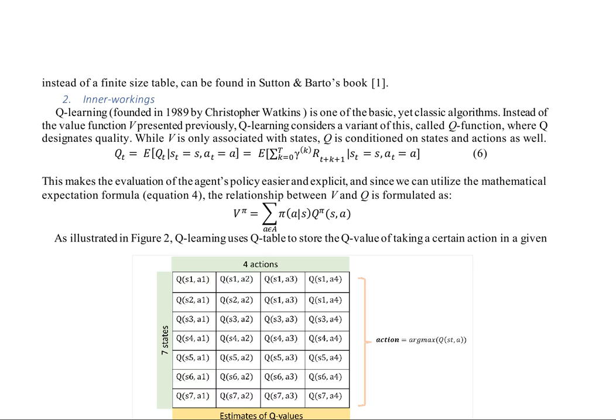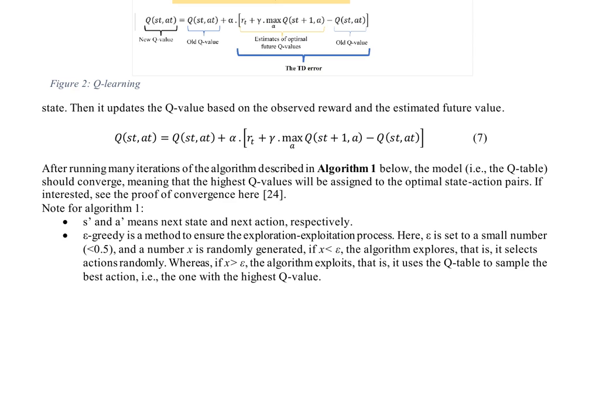Q-Learning, a fundamental algorithm in reinforcement learning, evaluates the quality of state-action pairs using a Q function, defined as the expected return when taking action a in state S and following policy pi thereafter. The Q function is related to the value function V through mathematical expectation. Q-Learning uses a Q-table to store Q values, updated based on observed rewards and estimated future values using equation 7. Algorithm 1 outlines the Q-Learning procedure, which iteratively updates the Q-table using the epsilon-greedy method. However, Q-Learning has limitations in environments with continuous states and actions.